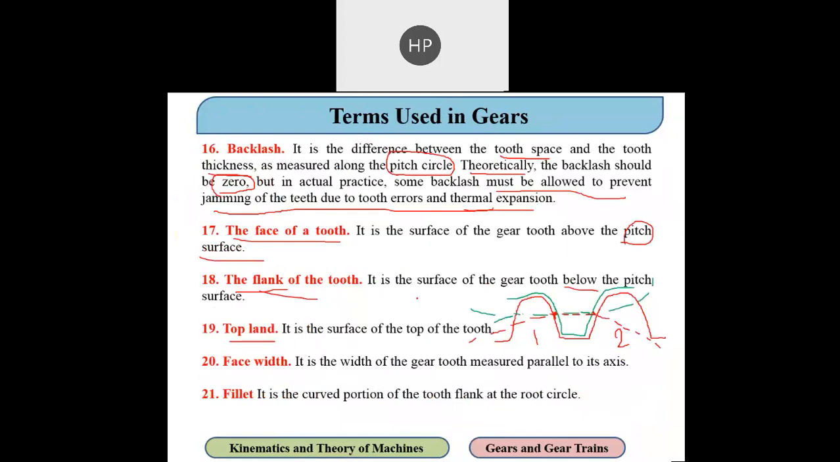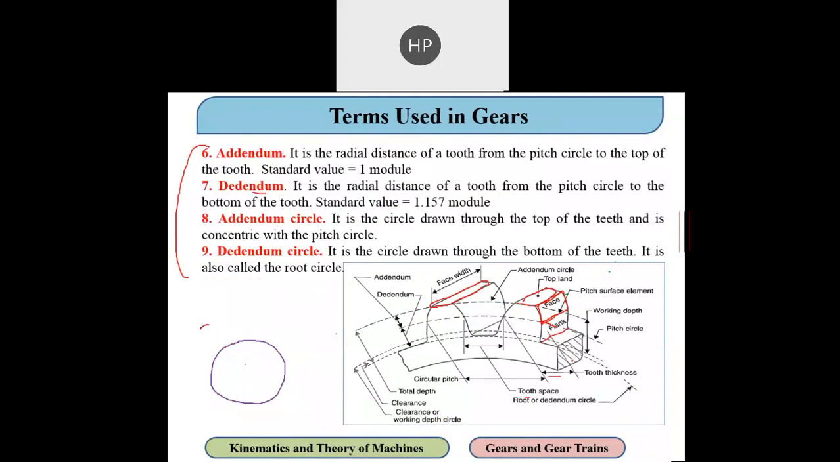Then face width: it is the width of the gear tooth measured parallel to the axis. So this is the face width. Okay, and it is measured along the pitch. Suppose this is the tooth, one tooth. So whatever we measure along the pitch circle, that is known as the width.